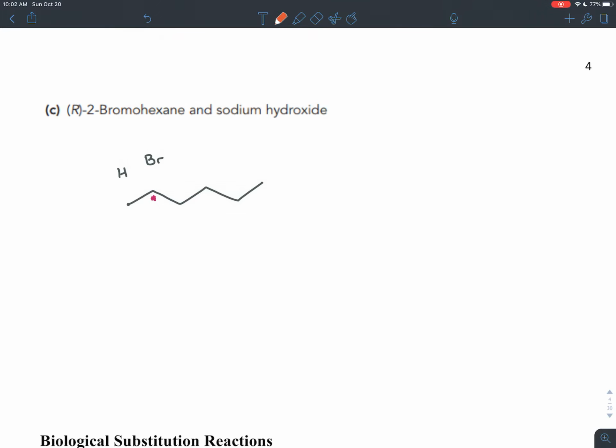So let's assign priorities. Bromine has the highest atomic number, so it gets a priority of 1. Hydrogen has the lowest atomic number, so it gets a priority of 4. The two carbons tie, so let's make a table. Carbon on the right is bonded to carbon and 2 hydrogens, going away from the chiral center. Carbon on the left is bonded to 3 hydrogens, going away from the chiral center. So you compare these tables one row at a time, and in the top row, you can see that the carbon on the right has a higher priority than the carbon on the left.